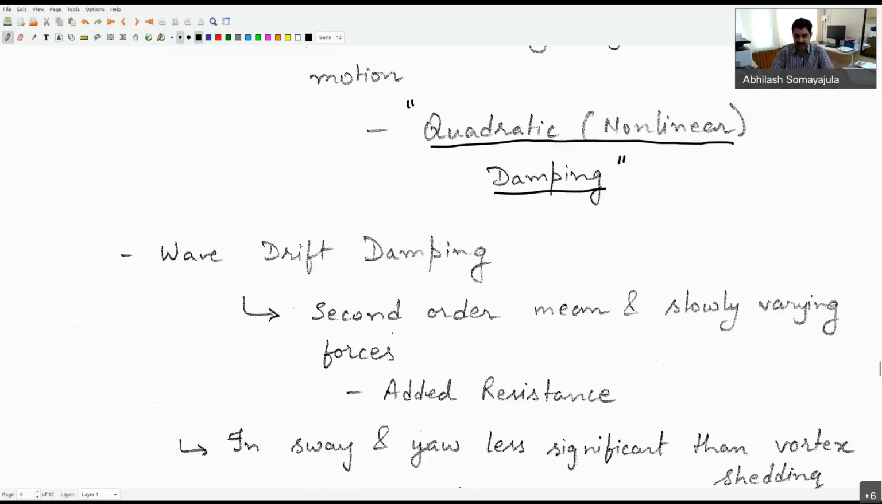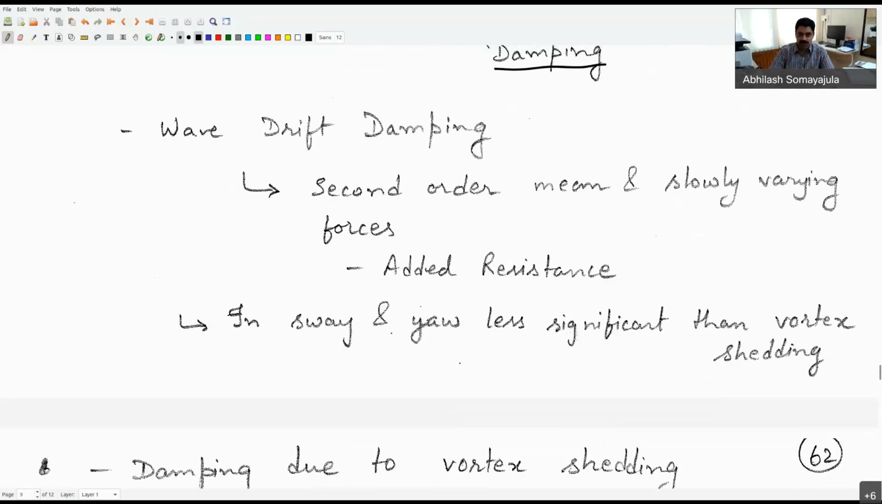All right. Okay. The other type of damping which one needs to account for is called the wave drift damping, which originates from the so-called second order mean and slowly varying forces. Okay, so you can think of this as typically having major importance in the surge direction. In the other modes, it is not as important. So the idea here is that let's say I take my hull and it's moving at some forward speed in calm water, versus I am moving the same hull with a certain forward speed into waves.